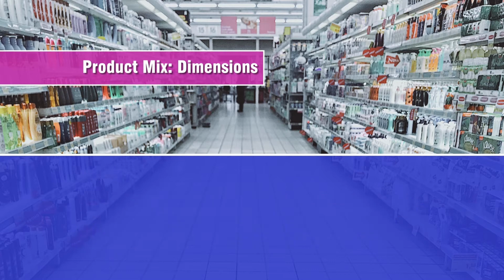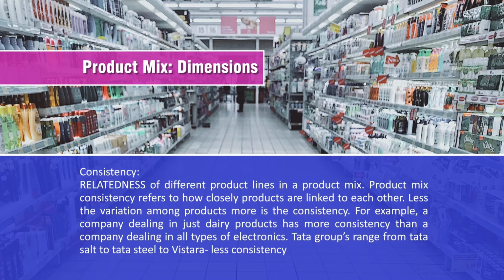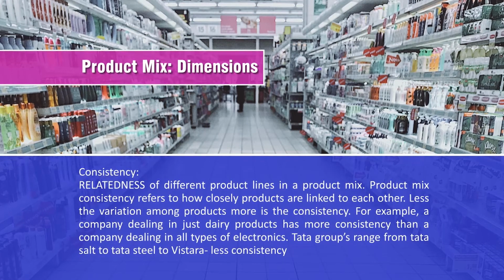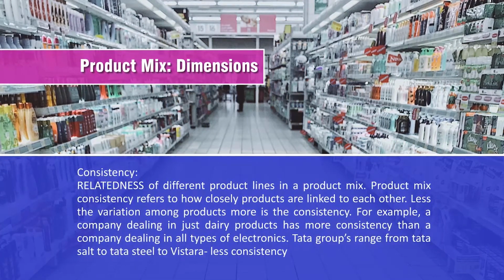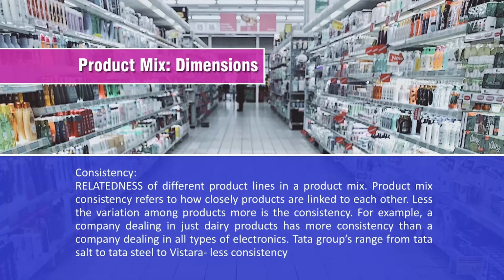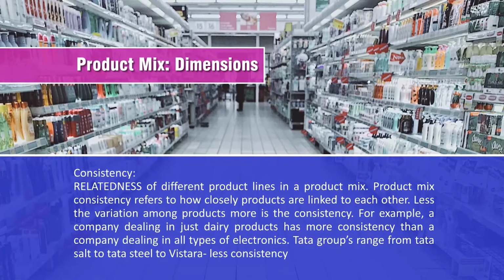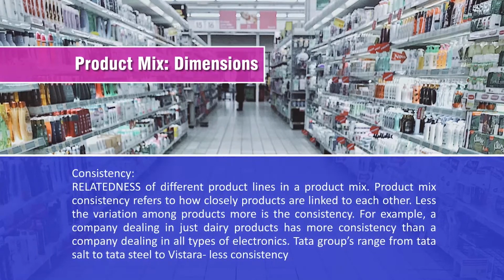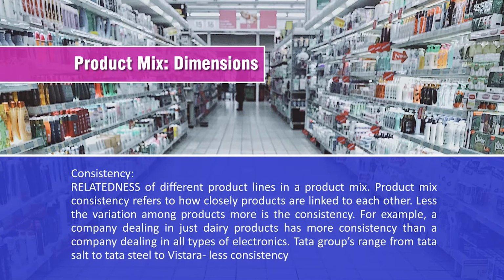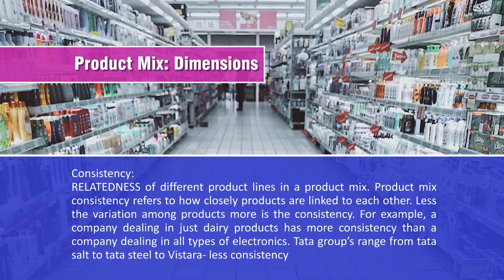And when we talk of consistency of the product mix, it means the relatedness of different product lines in a product mix. So the different product lines that you are offering as a company, how are they related to each other? If they are related to each other, that means the product mix is consistent. And if they are not related to each other, the product mix of that company is not consistent, or maybe less consistent.